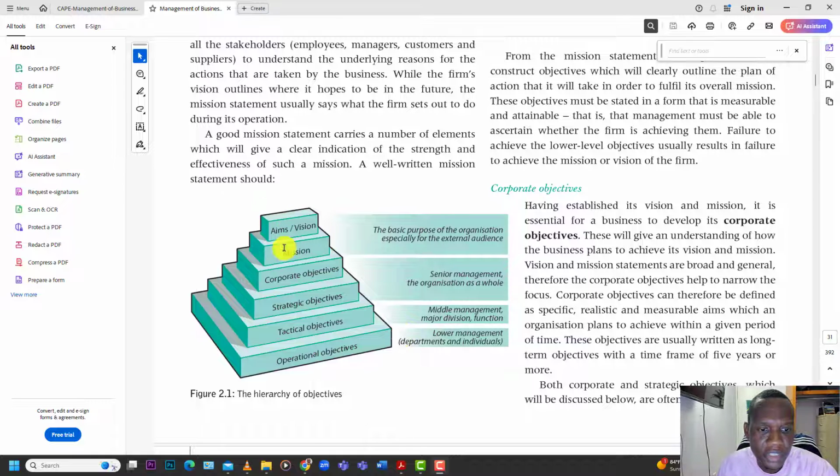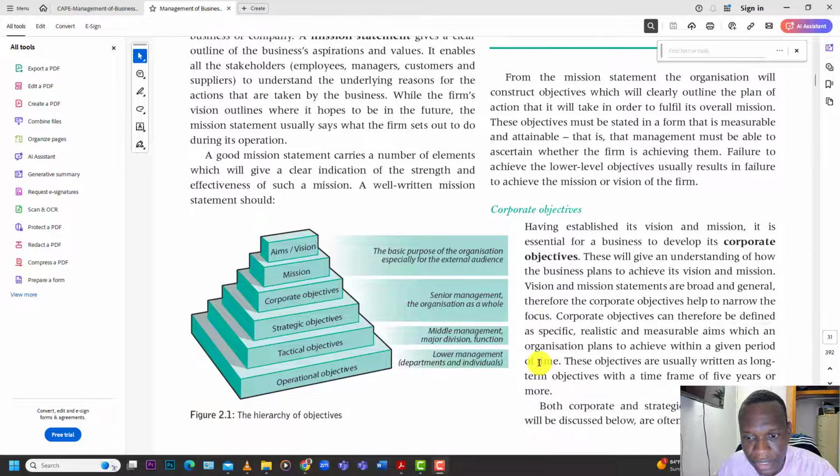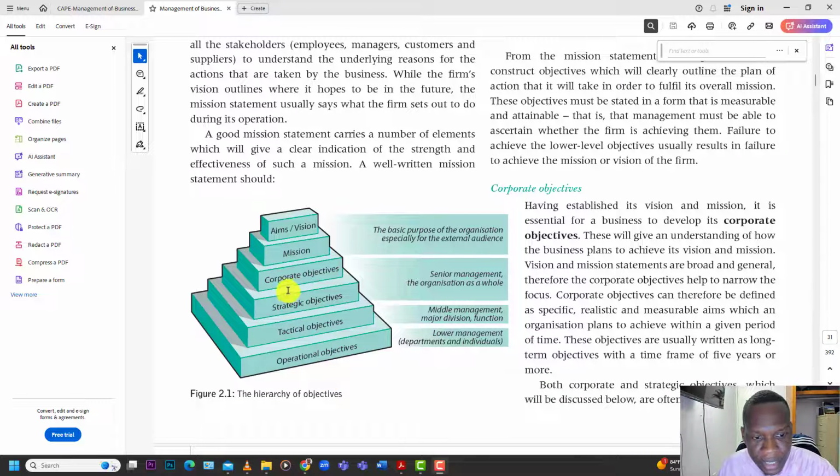So these are the top of the hierarchy: mission, aim, vision, sub aims, and the mission. Then you have your corporate objectives, strategic objectives, tactical objectives, and operational objectives that we're going to look at right now. So the next on the hierarchy pyramid, corporate objectives. Having established its vision and mission, it is essential for a business to develop its corporate objectives. These will give an understanding of how the business plans to achieve its vision and mission.